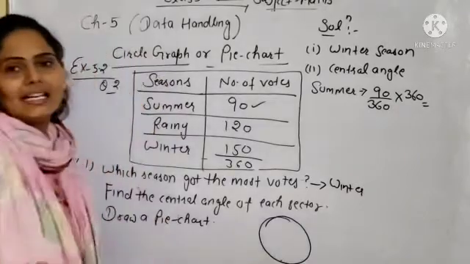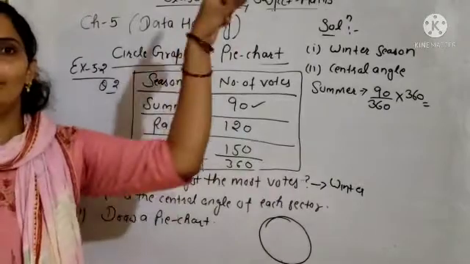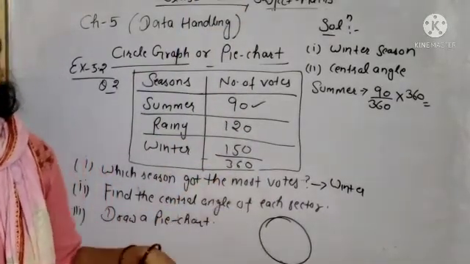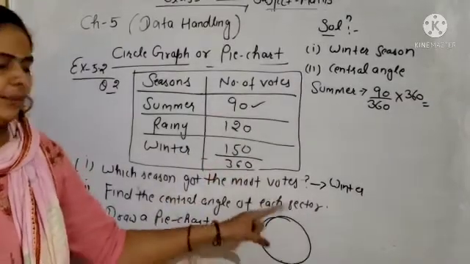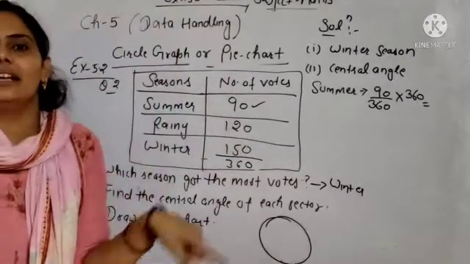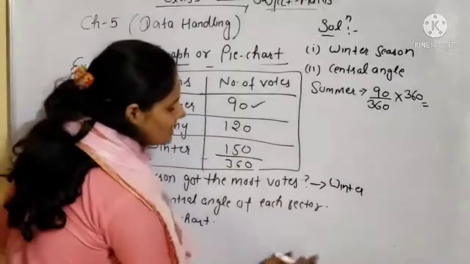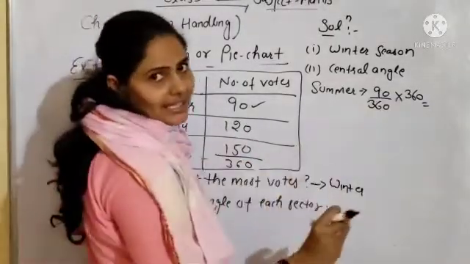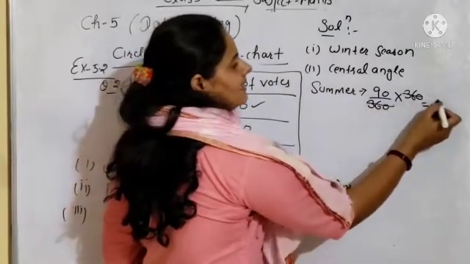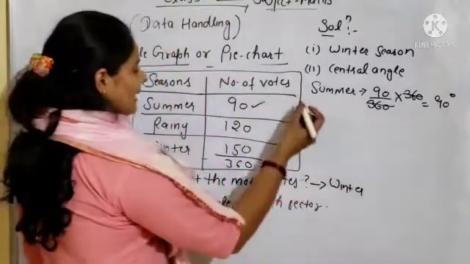The complete circle, कितने का एंगल बताएगा बेटा? When you are rotating the complete line, what will be the angle? The angle will be the complete 360 degree, and when you are dividing it into 3 parts, each part will be 120, 120, 120. But here you have to take the complete circle angle, so it will be 360 degree. So number of votes divided by total votes multiplied by 360. You can cancel out 360 से 360. What will be the central angle for summer? It will be 90 degree.